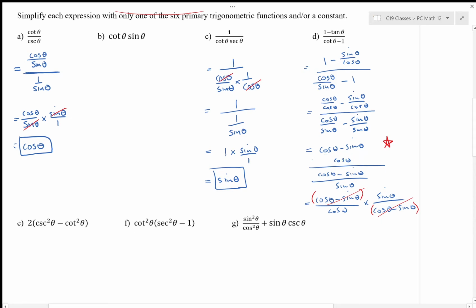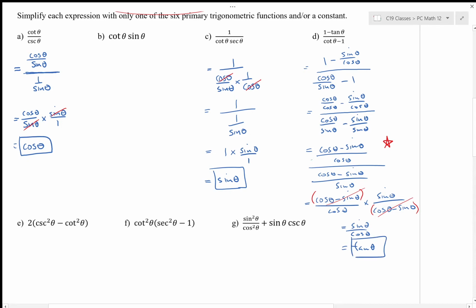So you can only divide or reduce or simplify or cross out full binomials that look the same. So cosine theta minus sine theta and cosine theta minus sine theta are binomials that are identical to each other. I can cross them out, and that leaves me with sine theta over cosine theta, which is equal to tan theta. Okay, so that's that one.